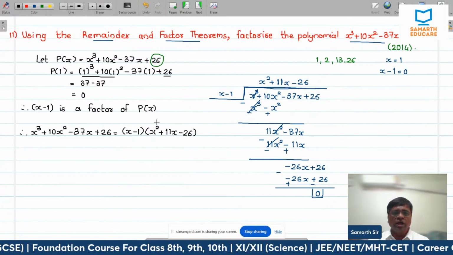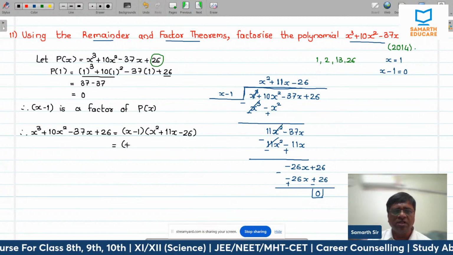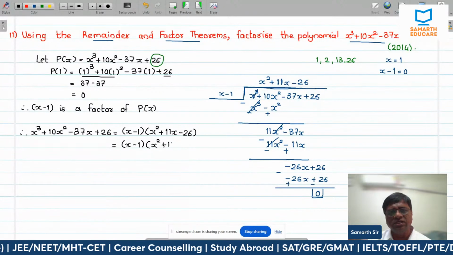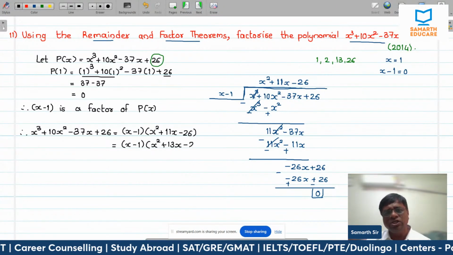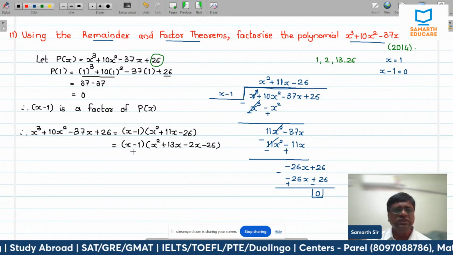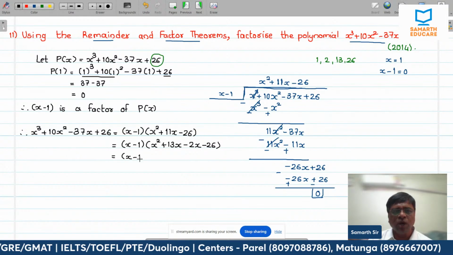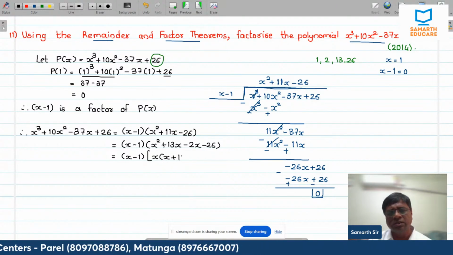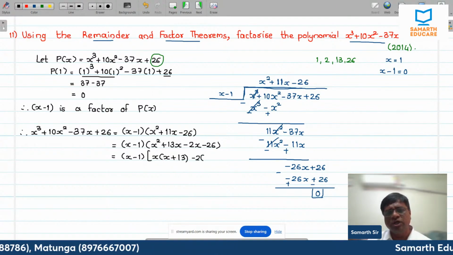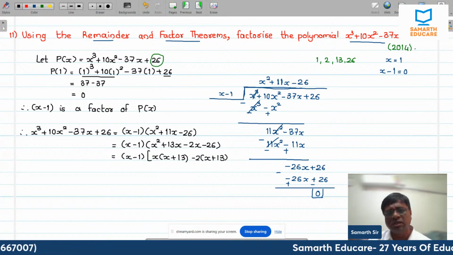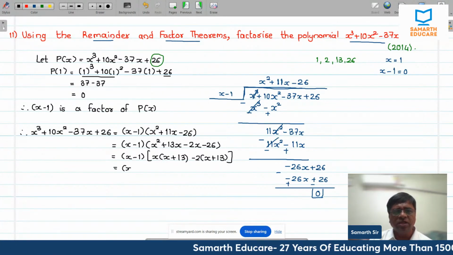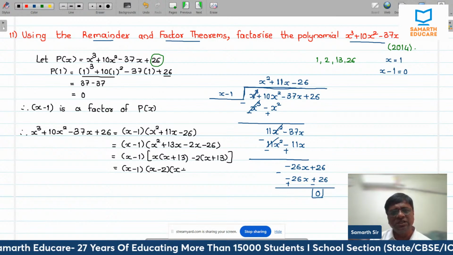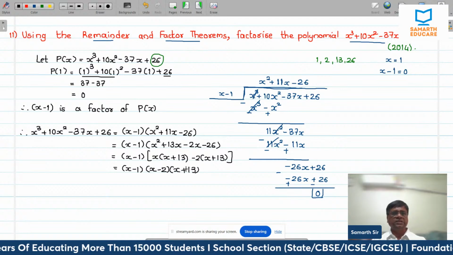Now if you have to look at the second bracket, you will have to further factorize it. So x minus 1 x square, इसका फैक्टर्स आएगा प्लस 13x, 13 टू 26 होता है, minus 2x minus 26. So if I write this, x minus 1 x into x plus 13 minus 2 into x plus 13. So we have x minus 1, x minus 2 and x plus 13. These are the factors, right?